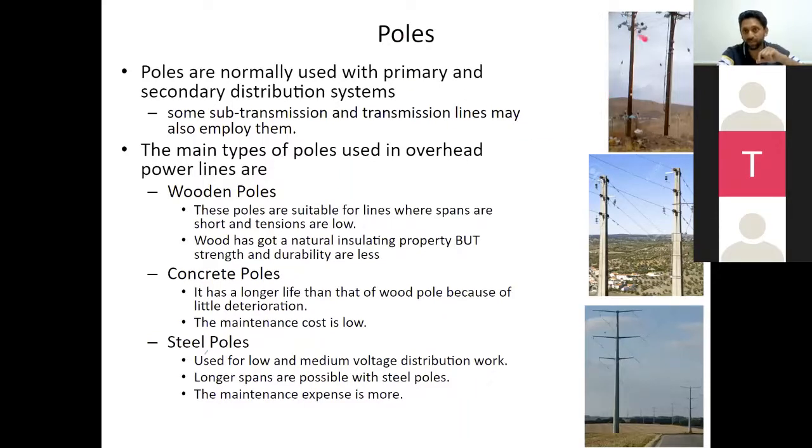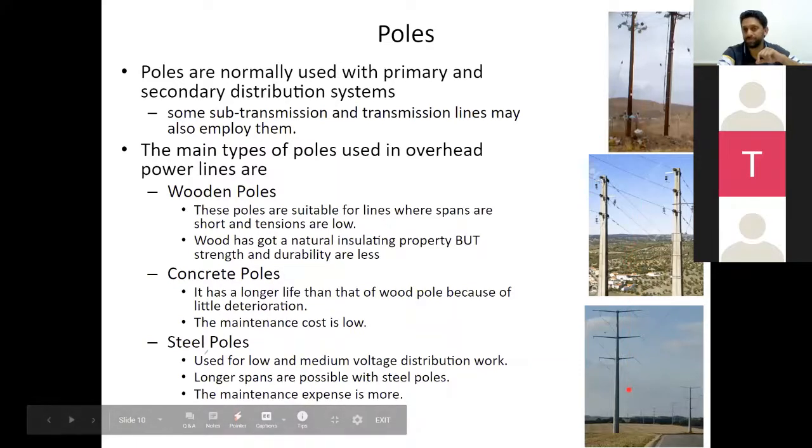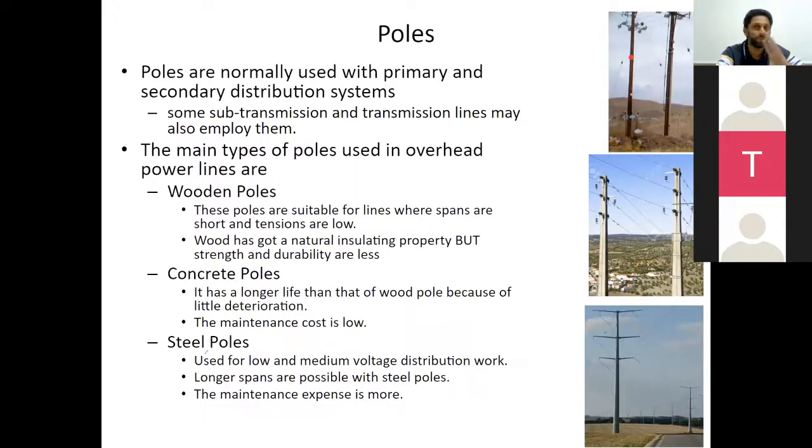Like you see in these pictures, there are 3 types of poles used. One is made of wood. Nowadays you may not see it, but in some villages you may see it. Some students told me they still saw this in their place. Long wood will be taken, suitable for the line, but as you know, wooden strength is not that good, so the span will be less.